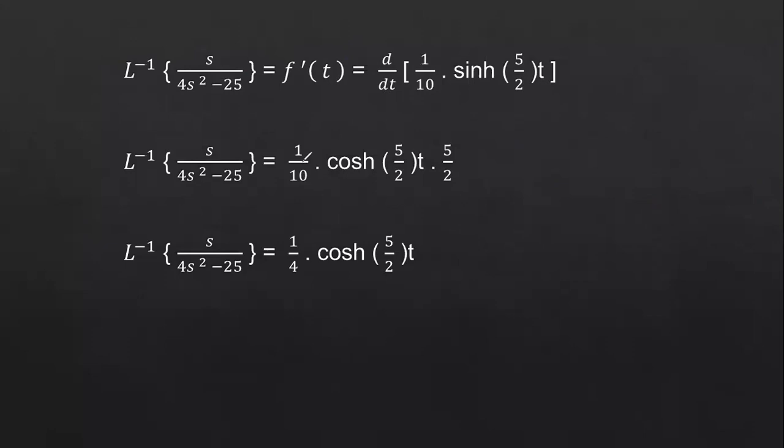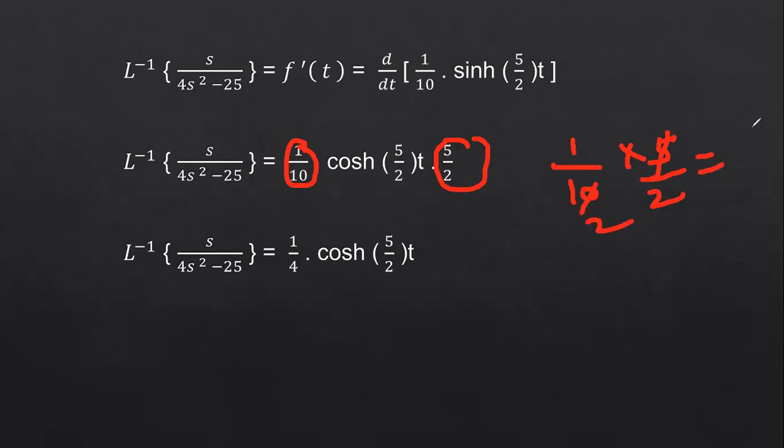So if you simplify this, 1 by 10 into 5 by 2. 5 ones are 5, 5 twos are 10, so it is nothing but 1 by 4. Finally, we get 1 by 4 into cosh of 5 by 2 into t. So this is the way you have to simplify using the multiplication by powers of s method.